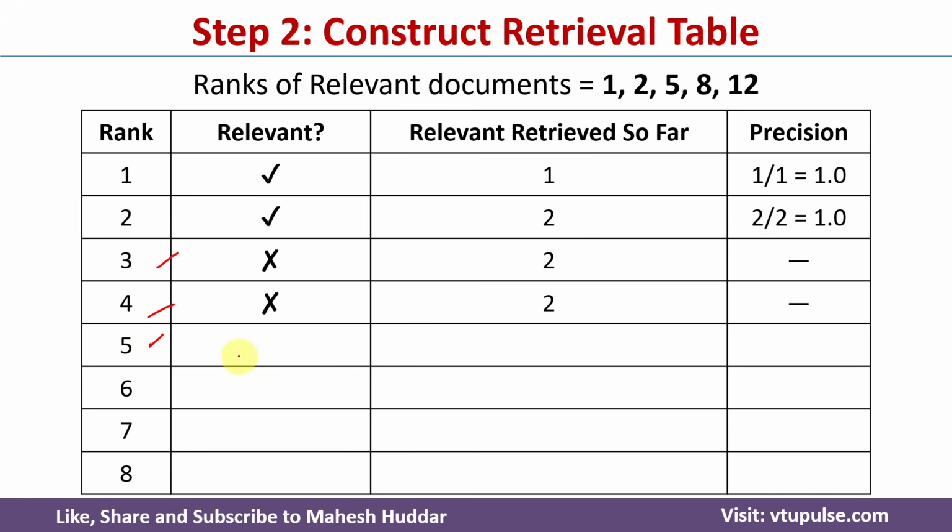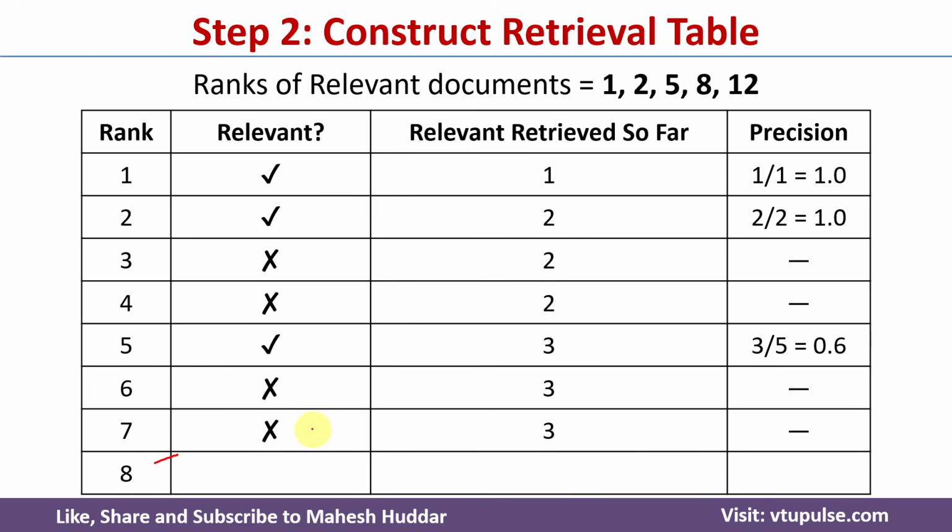And the fifth one is a relevant document and till now the relevant retrieved documents are 3, and precision is equal to the number of relevant retrieved documents, that is 3, divided by the total number of documents till now, which is 5. So 3 divided by 5 is equal to 0.6. Ranks 6 and 7 are not relevant documents, so for these we will not calculate the precision.